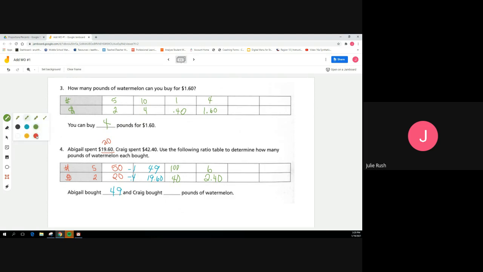So that's why we play around with the numbers. 100 plus 6 gives me 106, and then $40 plus $2.40 gives me a grand total of $42.40, which is how much Craig had to spend. And so now we know that Craig can buy 106 pounds of watermelon for $42.40.